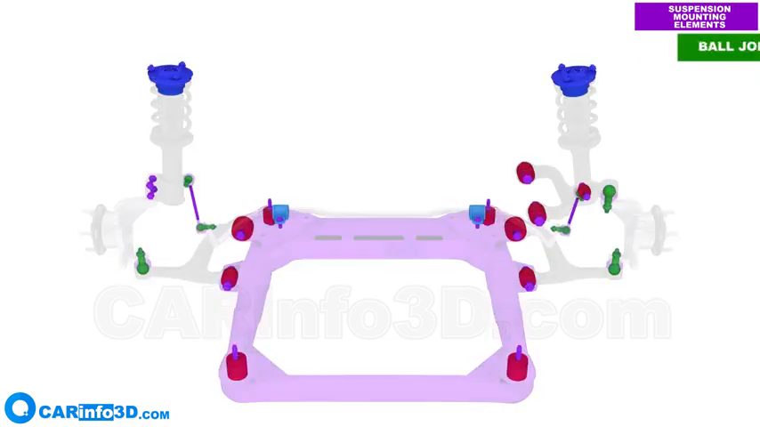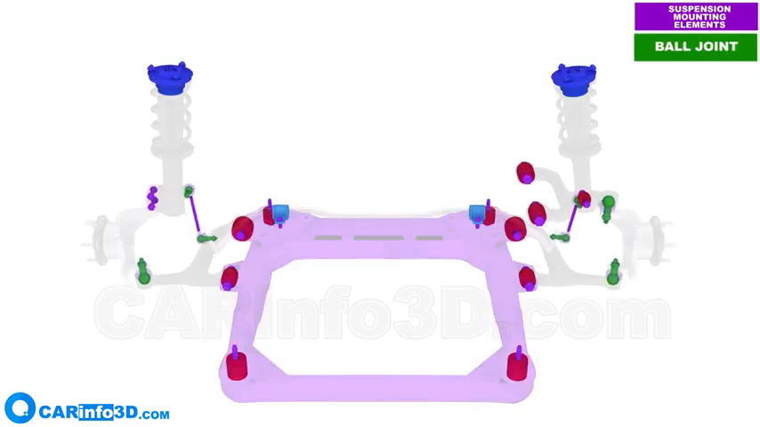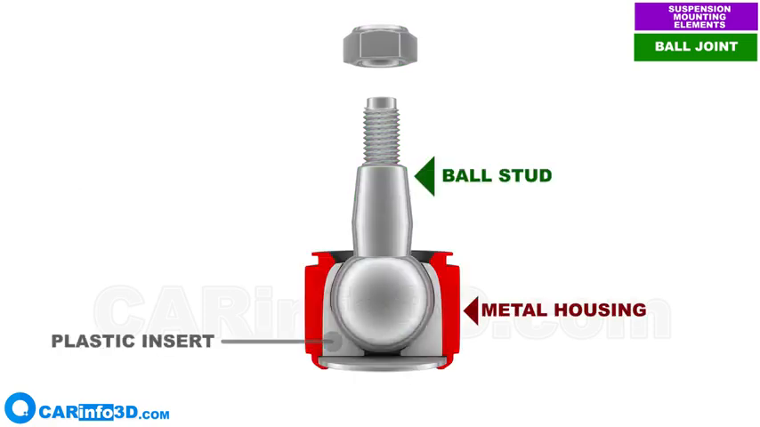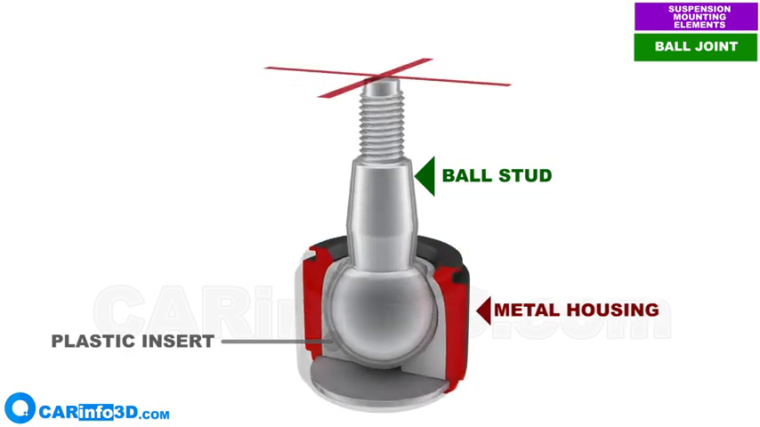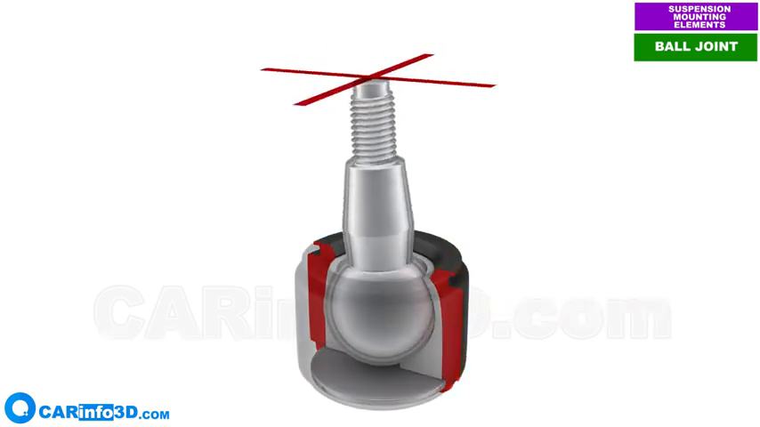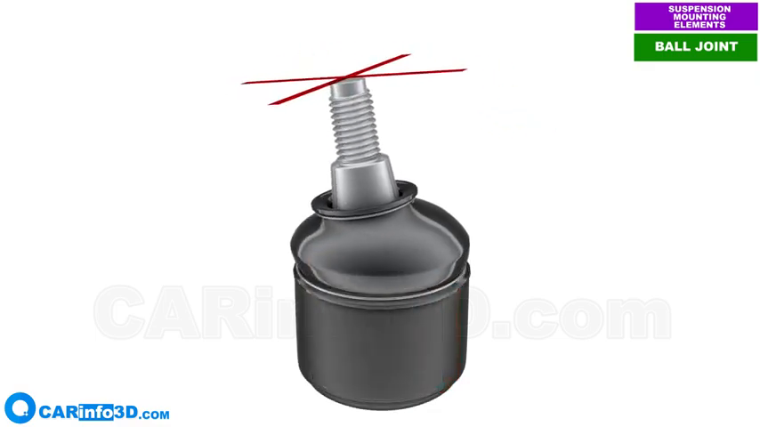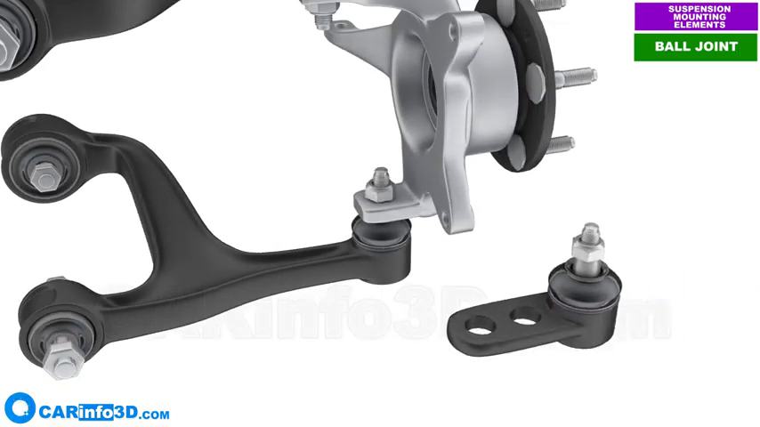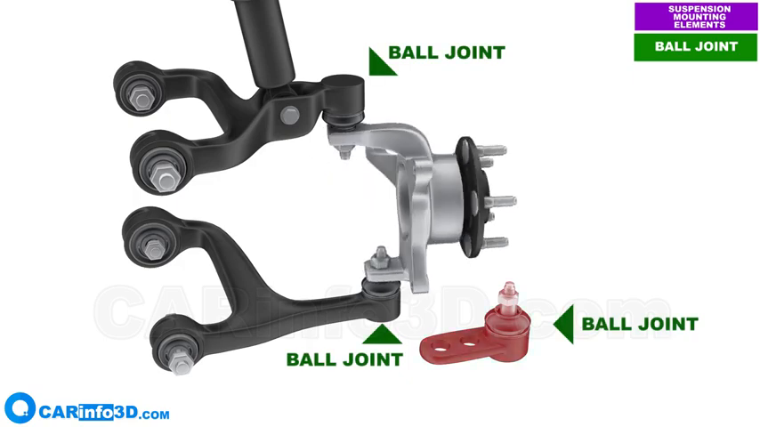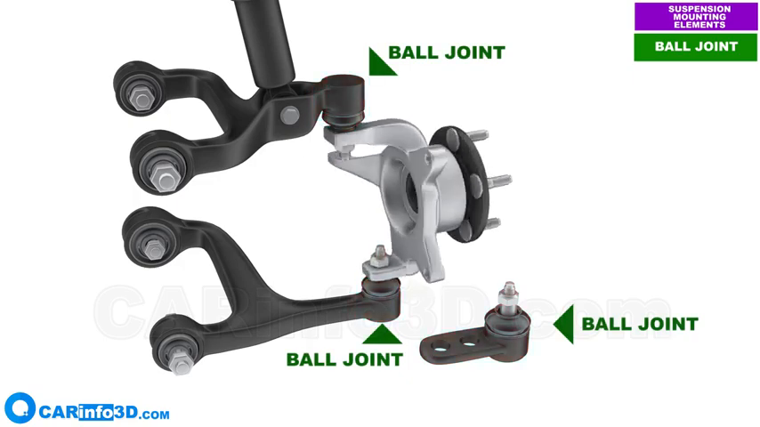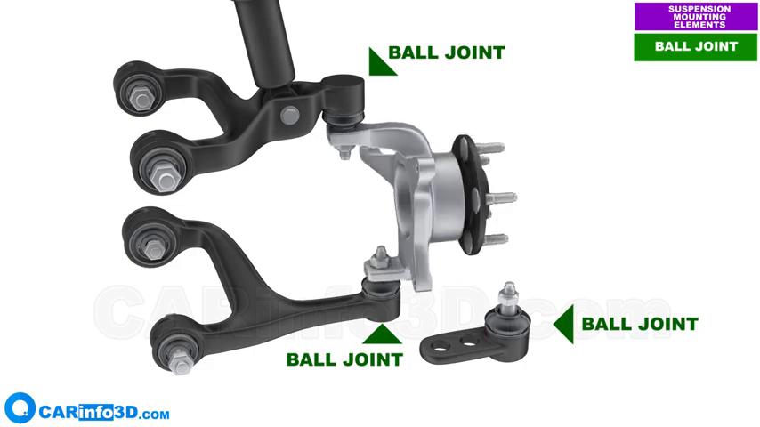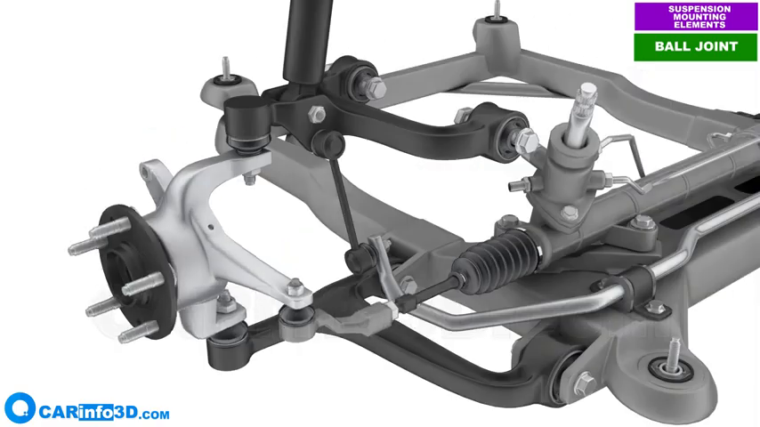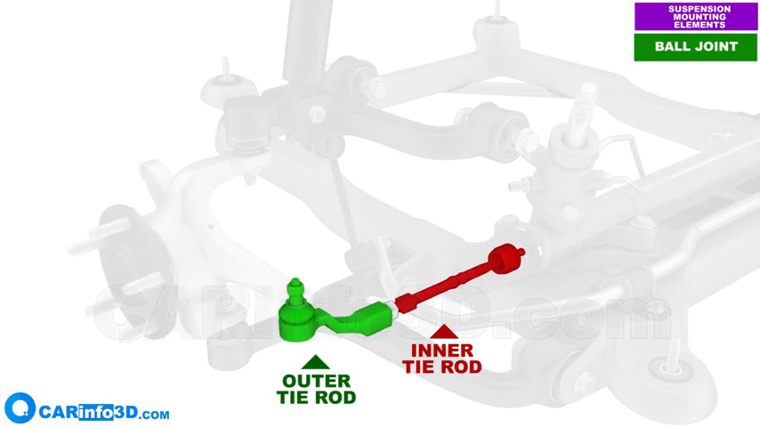The ball joint. A typical ball joint in the suspension system is made up of a ball stud, fitted in a metal housing with a plastic insert in between. The ball joint can swing and rotate, allowing the components it connects to move relative to each other. It joins the steering knuckle with the control arms. The ball joint can be detachable, or it can be integrated with the control arm to form a single assembly. Ball joints are also found in anti-roll bar links, the outer tie rod, and the inner tie rod.